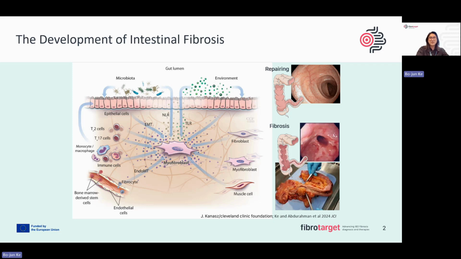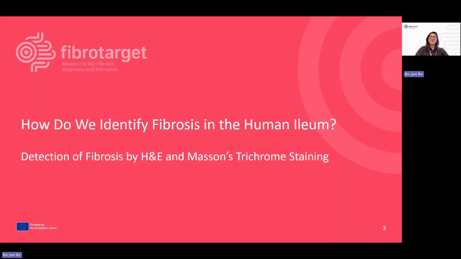regular wound healing. As you can see here in a regular colonoscopy, during regular tissue repair, there is no scar tissue left. The lumen stays in a good architecture. But when there's fibrosis, scar tissue forms and there's a narrowing of the lumen, and it's causing the fibrosis. How do we identify fibrosis in human ileum?